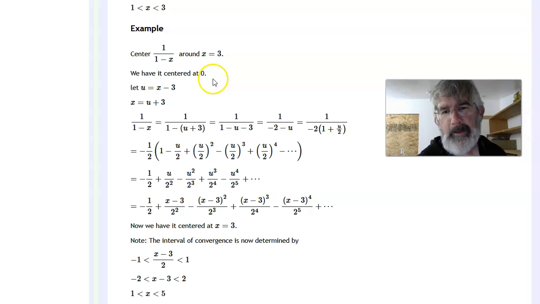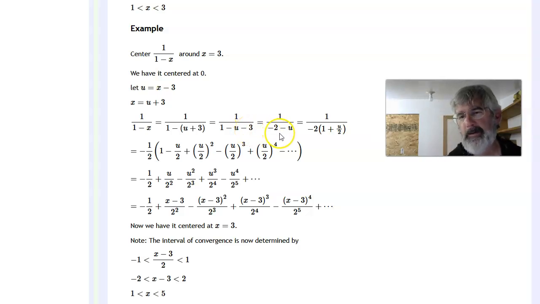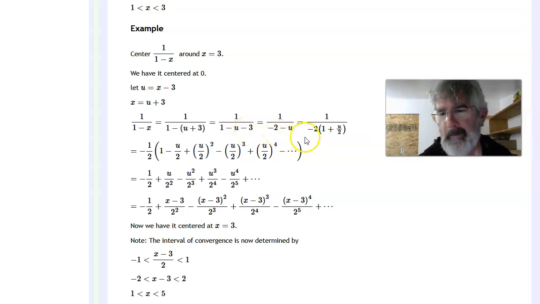So exactly the same way we did it before. I'm going to let u, instead of in the last example I said u equals x minus 2, now I'm going to say u is x minus 3. x is u plus 3. The x is being replaced by u plus 3, multiplying the minus sign through, collecting like terms. I'm going to factor a minus 2 out of the bottom now, which is really the whole thing times a half now. But then I've got this 1 over 1 plus u over 2.